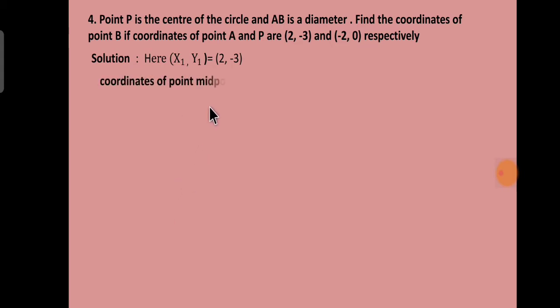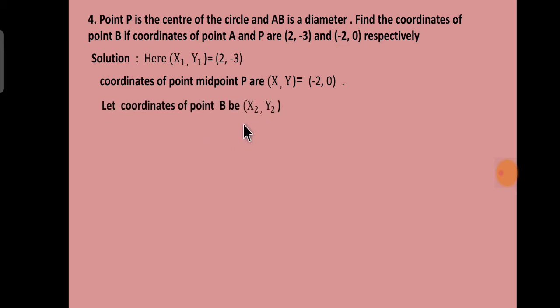coordinate of point midpoint P are, here P is the midpoint of diameter AB. The coordinate of midpoint P are x, y is equal to -2, 0. Let coordinate of point B be x2 and y2. तर B चे जे coordinate आहेत हे काय मानायचं आपल्याला x2 and y2. Therefore let coordinate of point B be x2 and y2.